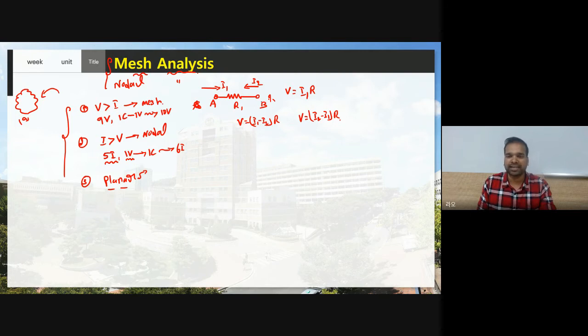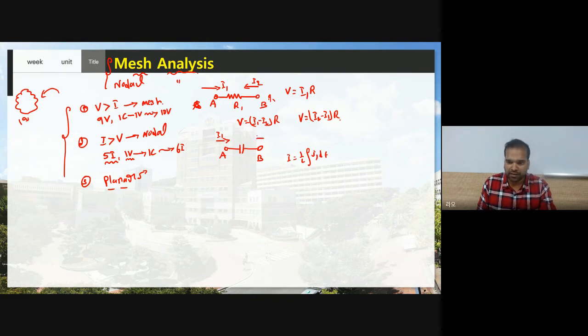If you are at terminal B, you need to write I2 minus I1 into R. And this is the same for the capacitor also. You know a capacitor has two terminals, right? Suppose current I1 is flowing from A to B. You know V equals 1 by C integral I into dt. Then if only one current is flowing, you can write I1 dt.